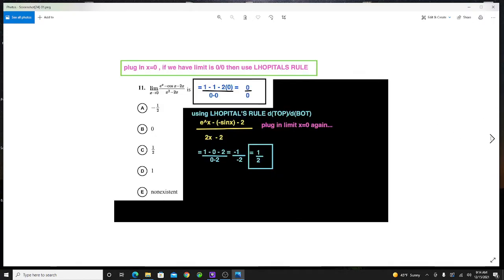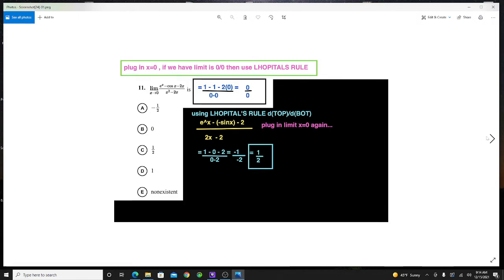For the next question, number 11, a limit of e to the x minus cosine x minus 2x over x squared minus 2x. So by plugging in the limit value, we get a 0 over 0 situation, which means that this problem has passed the checkpoint for L'Hopital's rule. So we know that when we plug in, or if we get a 0 over 0 or infinity over infinity situation, we can take the first derivative of the top and the bottom.